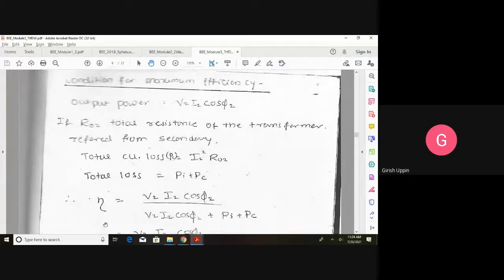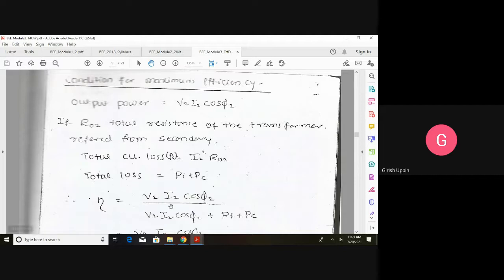Next, condition for maximum efficiency. Now I told you that efficiency will keep on changing with the load. What is the load? If the transformer is rated for 100 kVA, the full load is 100 kVA. If the transformer is not loaded to 100 kVA but only to 50 kVA, then 50 kVA is the load, that is a half load. According to the load on the transformer, its efficiency will keep on changing. There is one condition where the efficiency is maximum for the given transformer.